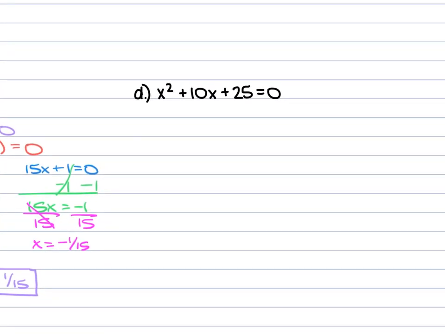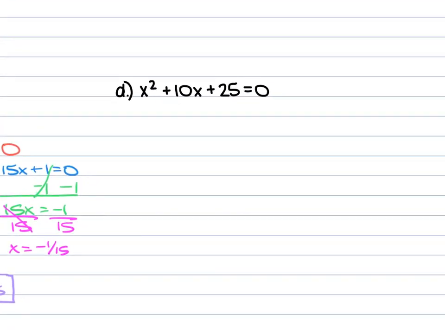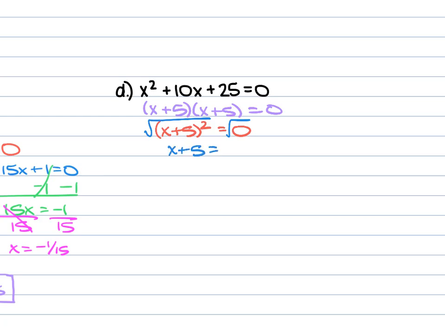For D, we have x squared plus 10x plus 25 is equal to 0. So this is the same thing as x plus 5 times x plus 5 is equal to 0. We can do this as x plus 5 squared, because there's two identical parentheses, is equal to 0. Then we can take the square root of both sides, so we have x plus 5 is equal to 0. And then we just move the 5 over by subtracting it, and we have that x is equal to negative 5.